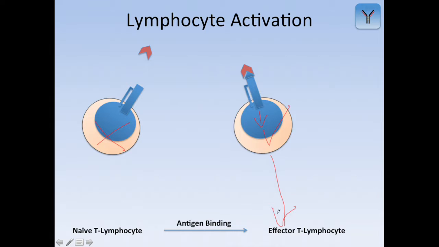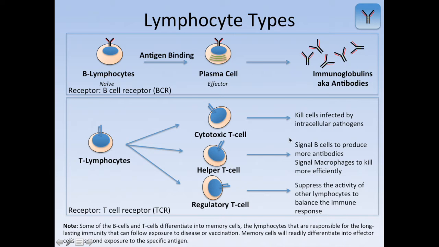So what this leads us into is that if it's T cells, it would be for naive T cell to an effector T lymphocyte. If it's a B cell, it would be a different thing. But essentially, upon antigen binding, these naive T lymphocytes become effector T lymphocytes. If they don't, they die.